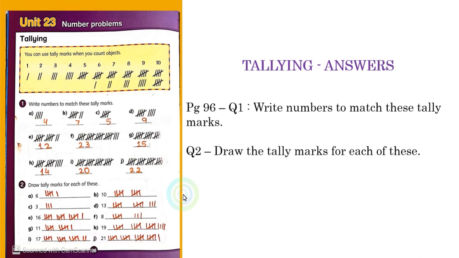If you go to here, you can find C. Let's go for number C. 3. So you go 1, 2, 3. Just 3 simple lines. Now 13. If you go 1, 2, 3, 4, cross 5, then 6, 7, 8, 9, 10, 11, 12, and 13.